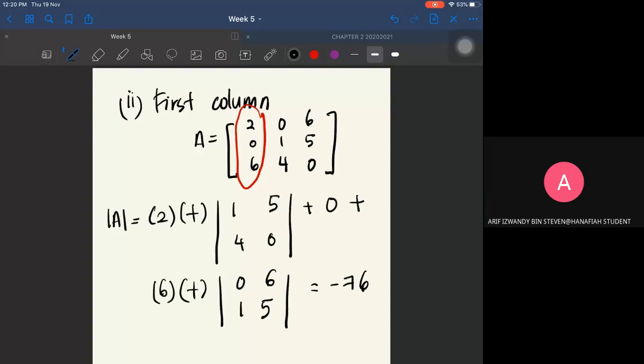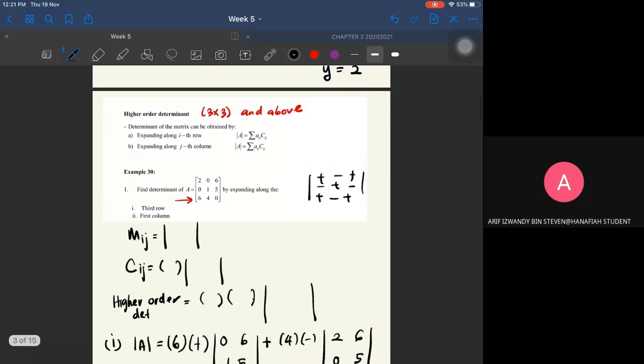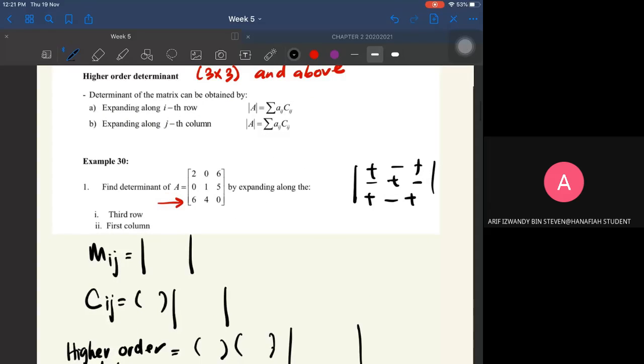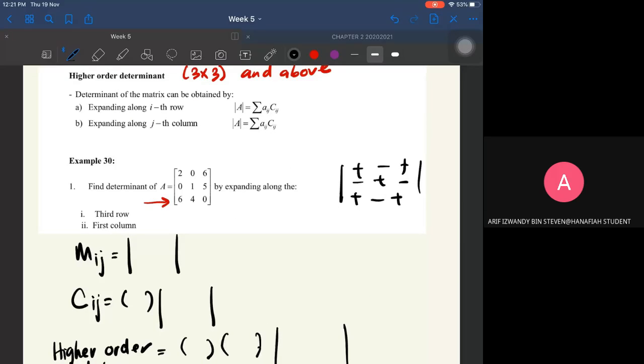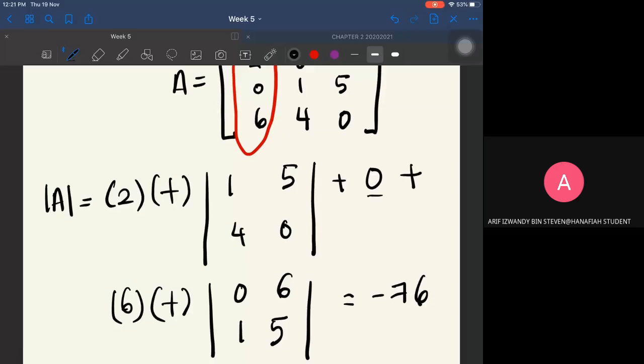So tak kisah kita pakai row mana, column mana, determinant awak masih sama. And saya selalu bagi tahu student kalau nak mudah, you go for row or column yang ada banyak zero. Kalau macam ni setiap row ada zero, kan. So pilih row atau column yang ada zero, sebabnya kalau kita ada zero ni kita boleh terus skip, sebab zero darabkan dengan apa-apa pun akan dapat zero juga.